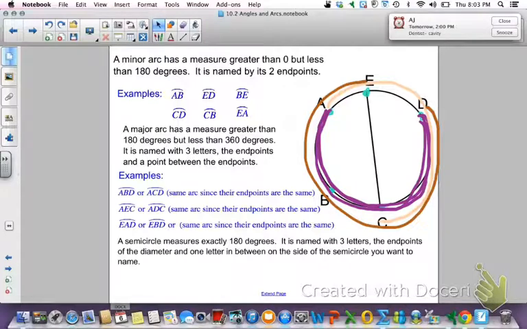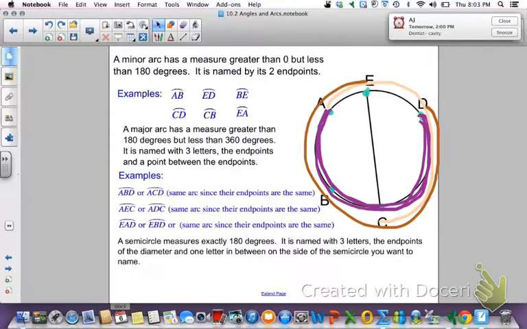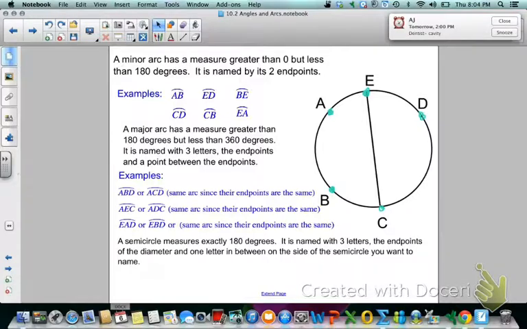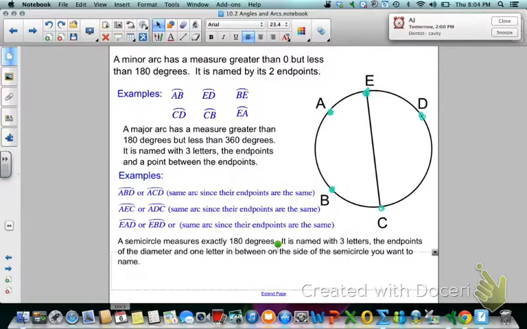The third type of arc that we're going to look at is a semicircle. So a semicircle measures exactly 180 degrees. And so let's look at some of the examples that come up with that. Now if it's 180 degrees, then the endpoints are going to be on the diameter because the diameter is actually the one that cuts that circle in half. That's the chord that cuts the circle in half.